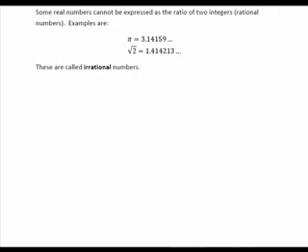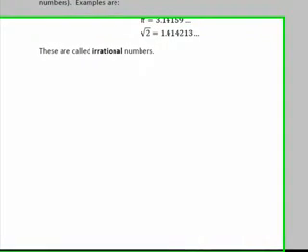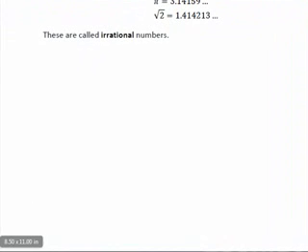So I already touched on this in the last slide. Some real numbers just cannot be expressed as a ratio of two integers. I already mentioned pi. Another example is the square root of 2. You just cannot express that. It's 1.414 approximately, but you cannot express that as a fraction. And we call these irrational numbers.